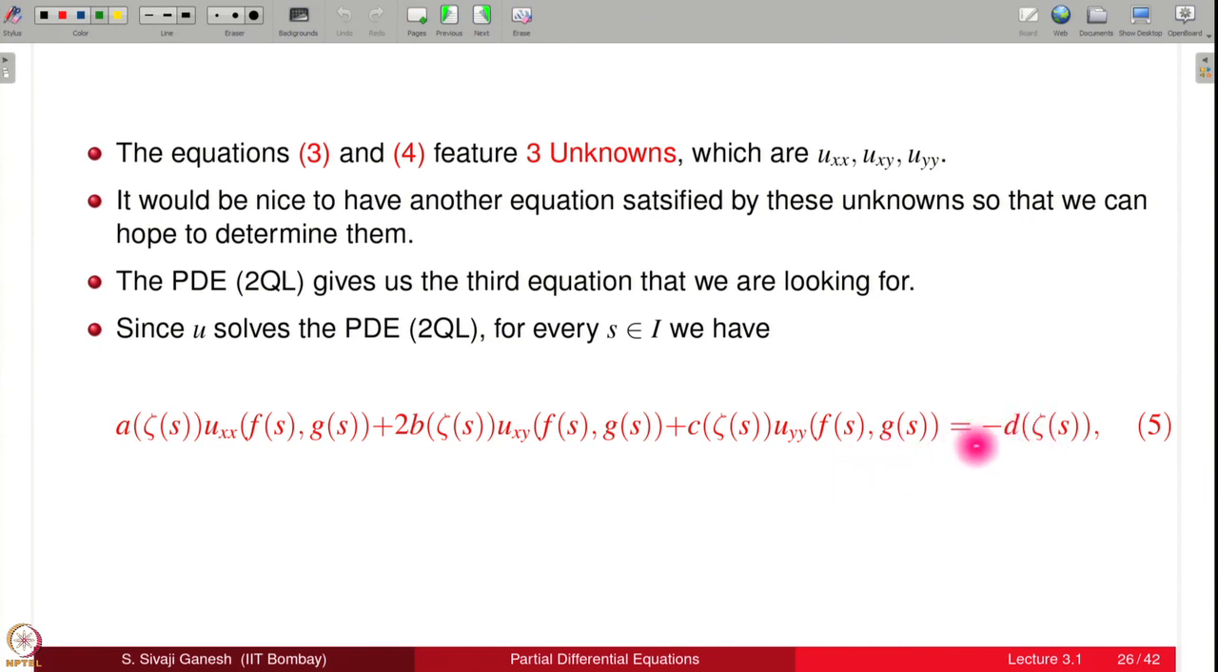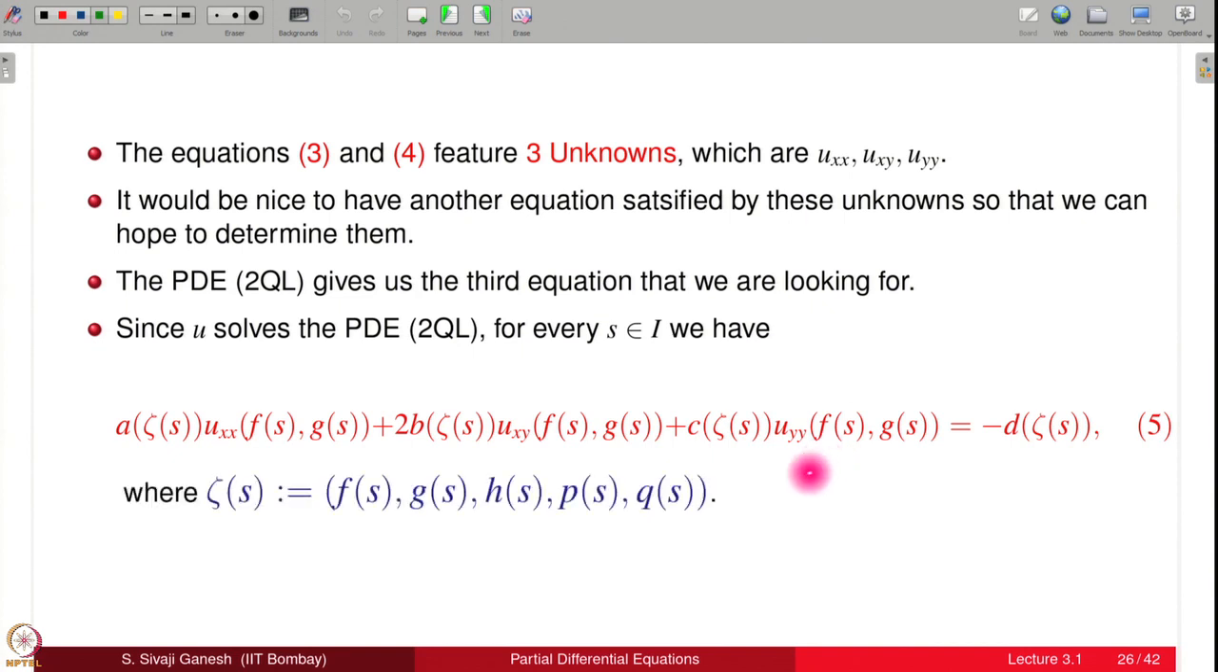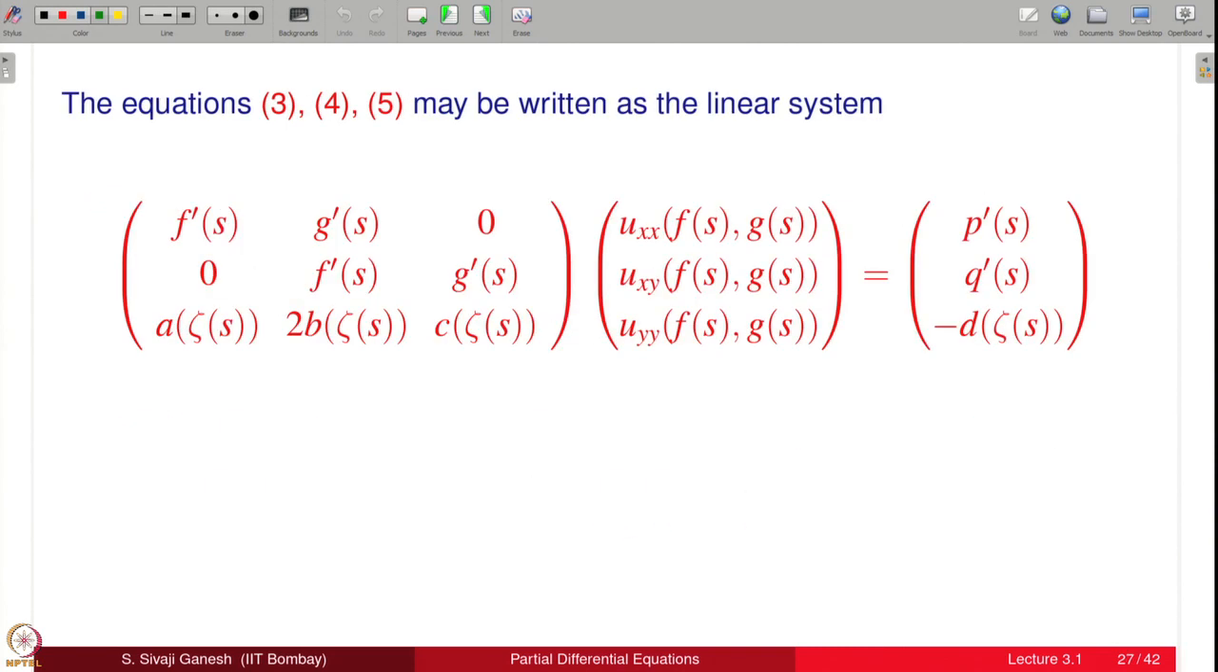I have written it in this form, I have taken d to the other side, because I wanted to write finally a system of linear equations for the unknown quantities, where zeta s is f_s, g_s, h_s, p_s, q_s. So, the equations 3, 4, 5 may be written as the linear system. In this linear system, notice these are known quantities, the matrix, and the right hand side is a known function of s. Therefore, we can determine uniquely these quantities provided this determinant is non-zero.